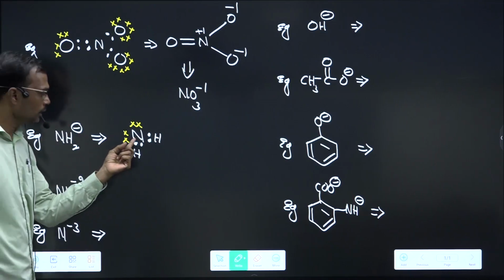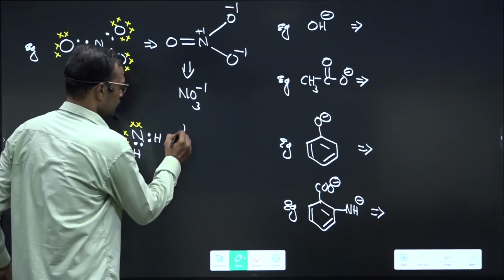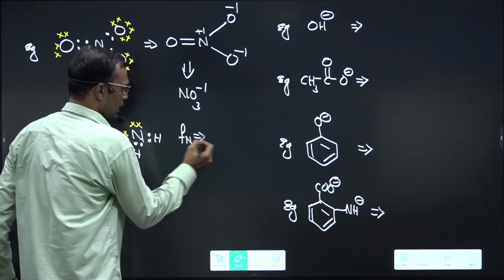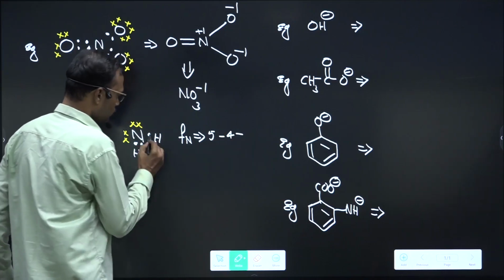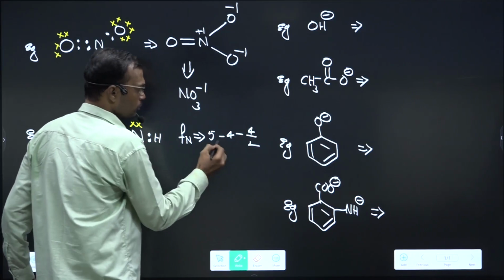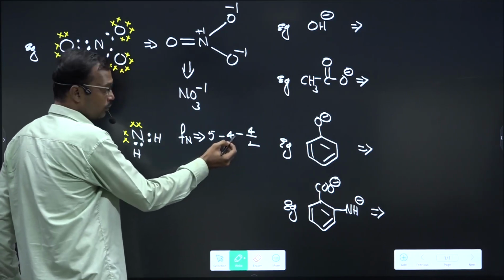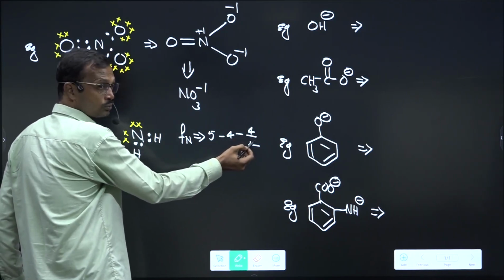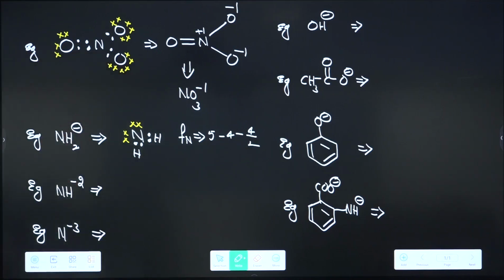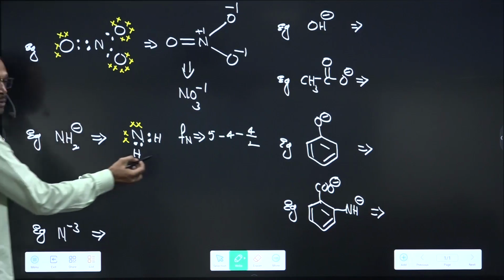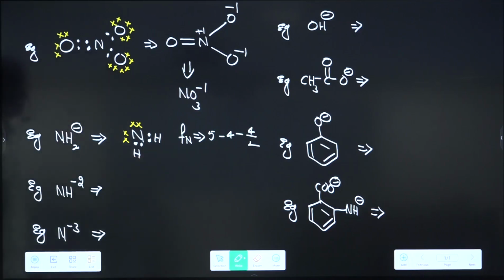See, the formal charge of nitrogen I am calculating. Nitrogen group number 5. Now how many non-bonding electrons? 4. Then how many bonding electrons? 1, 2, 3, 4. So 4 by 2. So then 5 minus 4, 1. 1 minus 2, what? Minus 1. Whether what you retained is right or wrong can be confirmed by the formal charge formula. Clear?